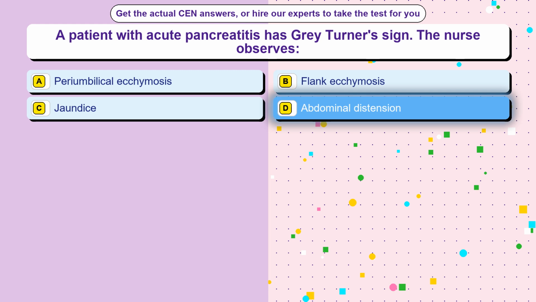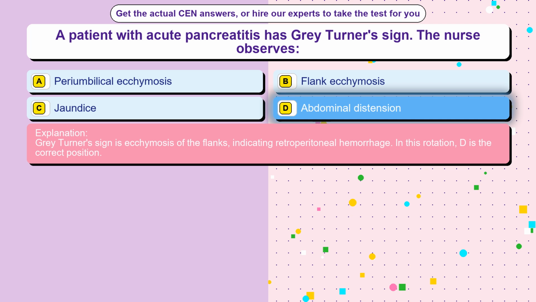The correct answer is option D, abdominal distension. Grey Turner's sign is ecchymosis of the flanks, indicating retroperitoneal hemorrhage. In this rotation, D is the correct position.